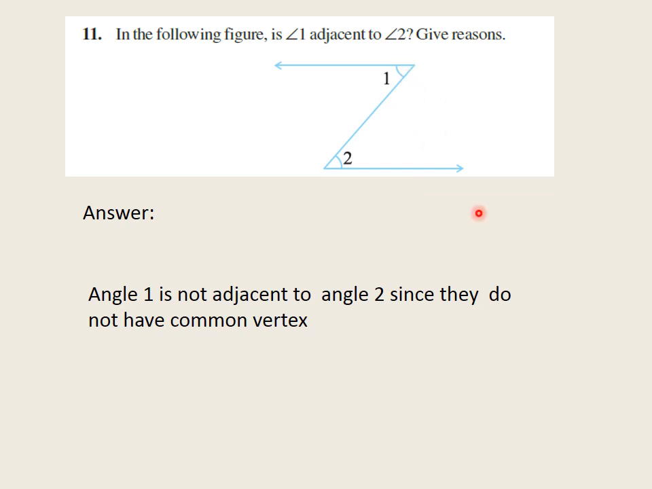They should also have a common vertex. But what is the vertex of 1? This is the vertex of 1 and this is the vertex of 2. Both have different vertices. They don't have a common vertex. So therefore angle 1 is not adjacent to angle 2. Next question.